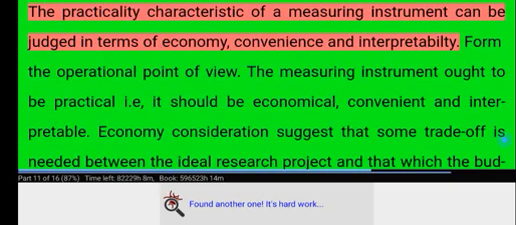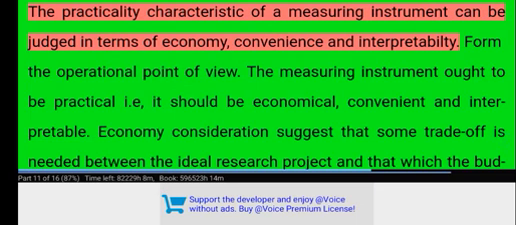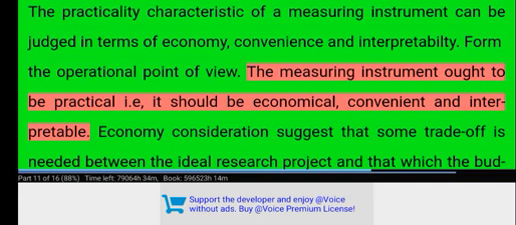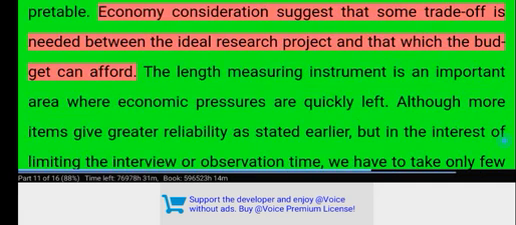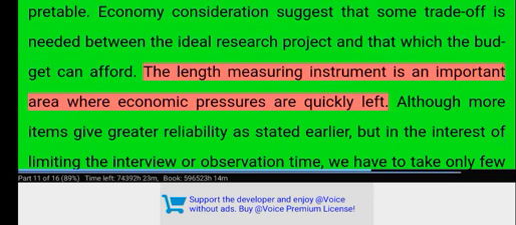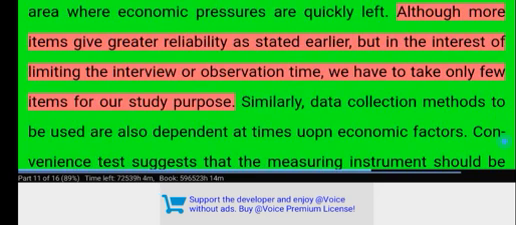Practicality. The practicality characteristic of a measuring instrument can be judged in terms of economy, convenience and interpretability. From the operational point of view, the measuring instrument ought to be practical, i.e., it should be economical, convenient and interpretable. Economy consideration suggests that some trade-off is needed between the ideal research project and that which the budget can afford. The length of the measuring instrument is an important area where economic pressures are quickly felt. Although more items give greater reliability as stated earlier, in the interest of limiting the interview or observation time, we have to take only a few items for our study purpose.